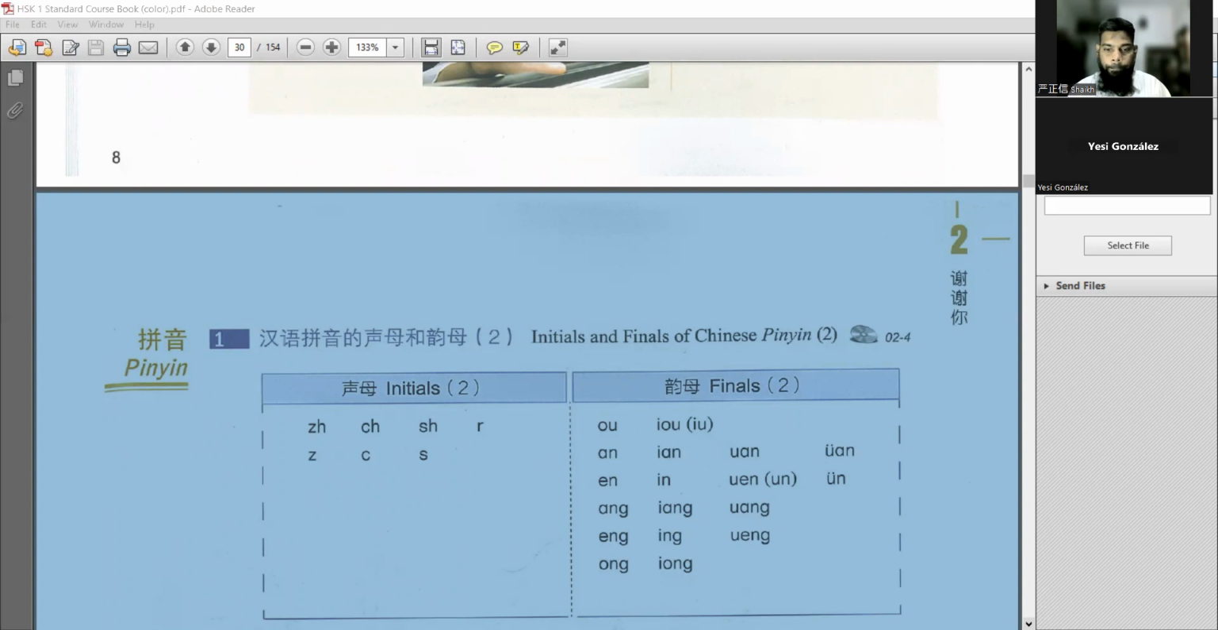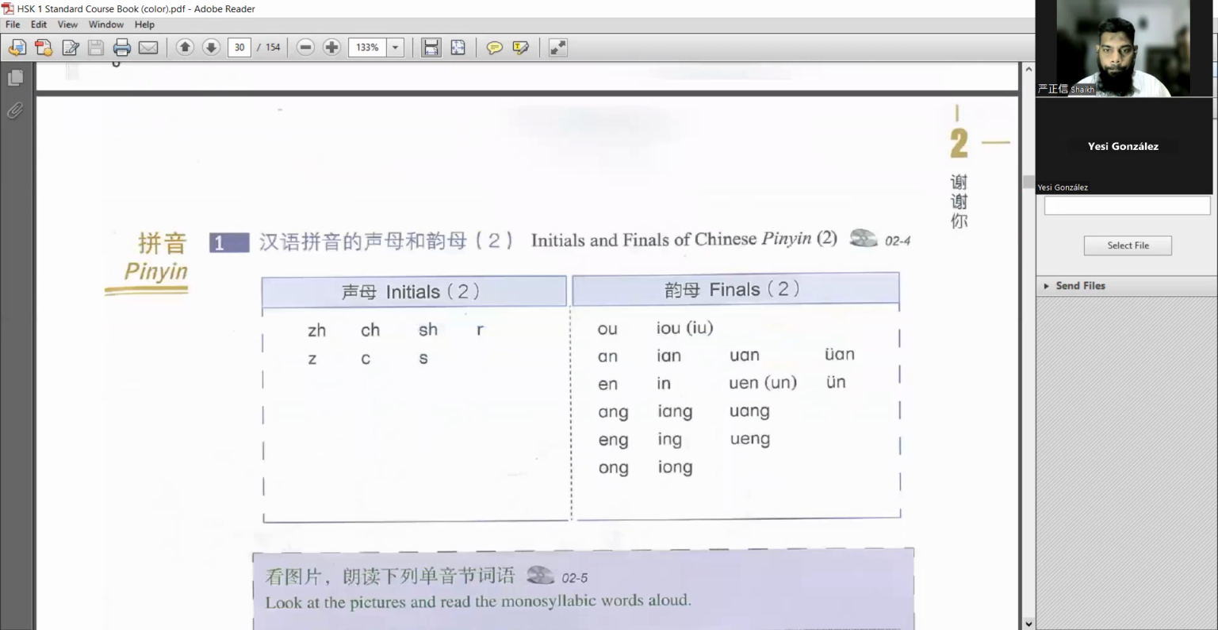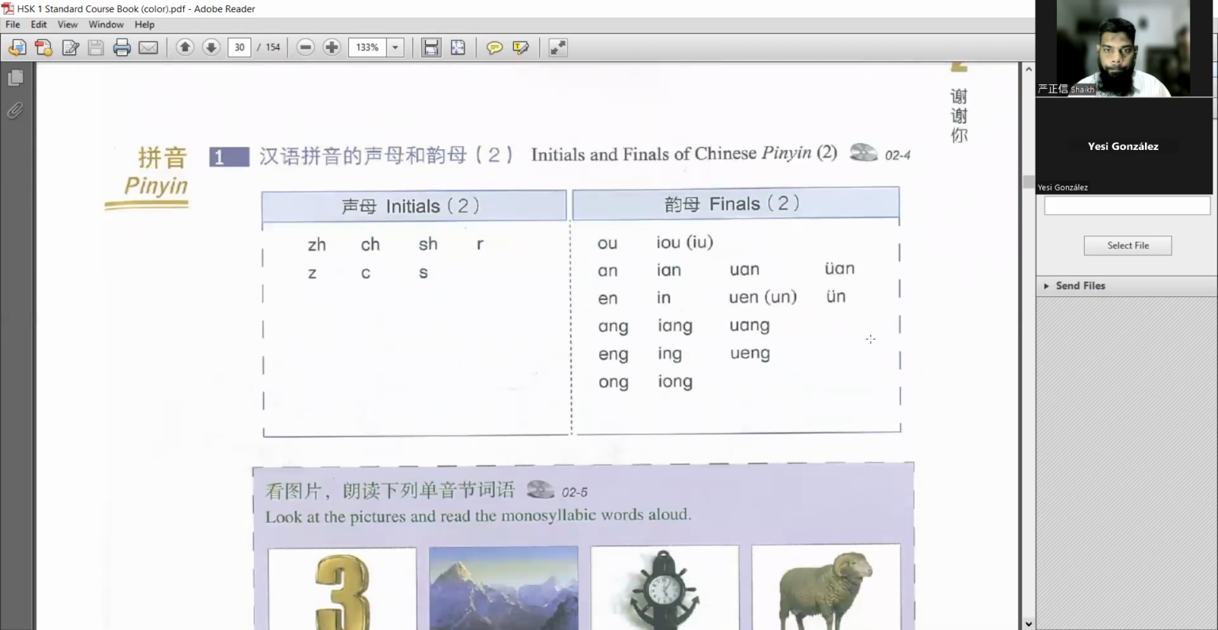New word. Initials 2. G, Ch, Sh, Y, S. Finals 2.